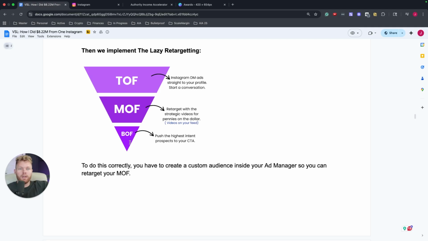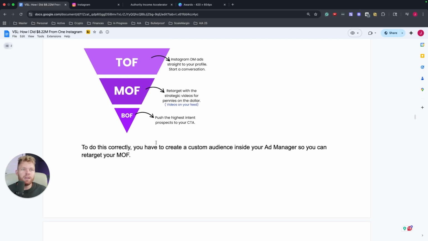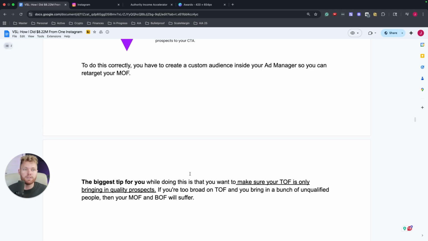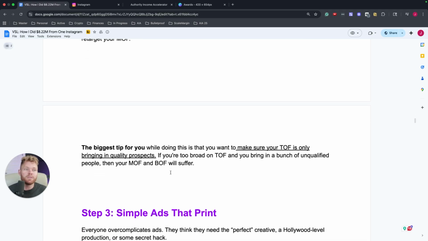It's literally a funnel. As you pour water through, you filter out certain people that go into your middle funnel, and then you filter out people from there that go into your bottom funnel. And the better you are with filtering, the better results you're going to get. So make sure your top of funnel is bringing in quality prospects only. If you're too broad on top of funnel, you bring in a bunch of unqualified people, then your middle of funnel and bottom of funnel will suffer.